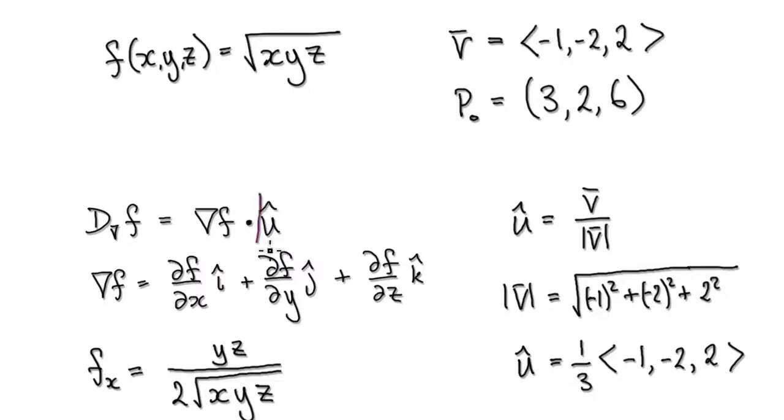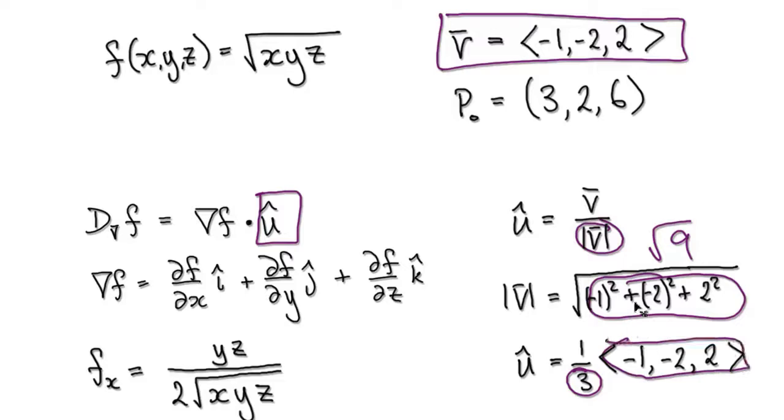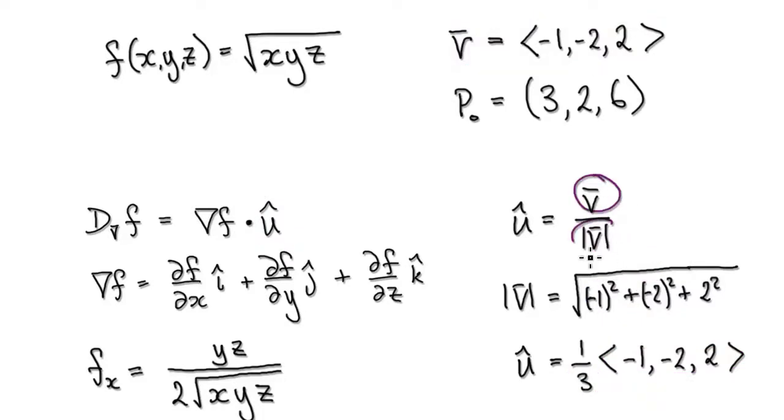So we need to work out our unit vector. Looking at our vector, the magnitude is the square root of 9. This whole thing here would be 9, so it would be 3. So we're going to get our vector and then divide it by its magnitude, which is 3. So our unit vector is given by this.